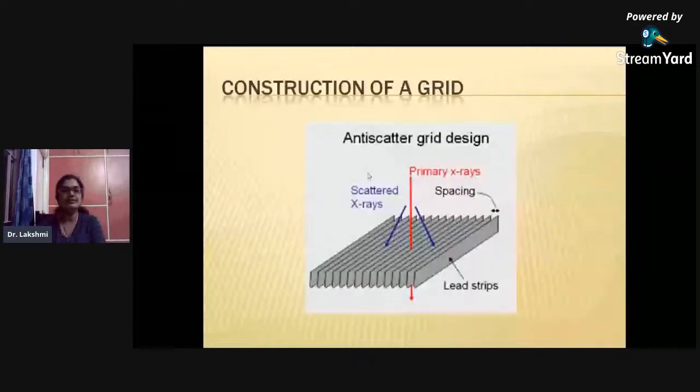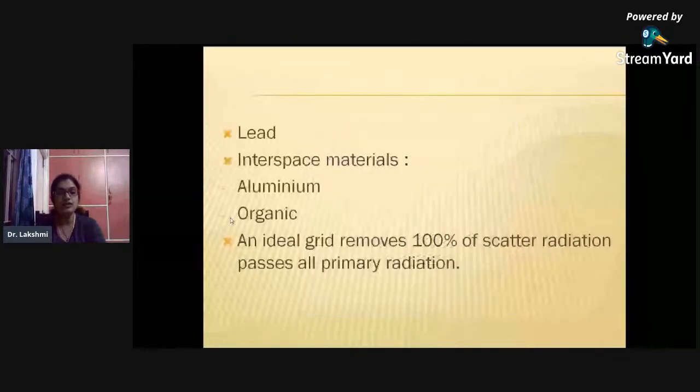This is the construction of a grid, or how exactly a grid looks. Alternating layers of lead strips and aluminium or other organic material. So basically a grid is made up of lead, and interspace materials include aluminium or organic. An ideal grid removes 100% of scatter radiation and allows all of the primary radiation to pass, but no such grid exists which is 100%.